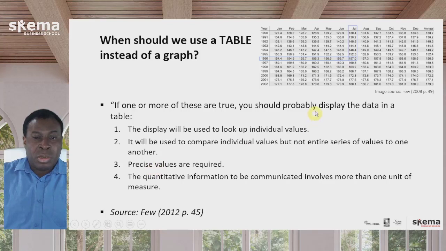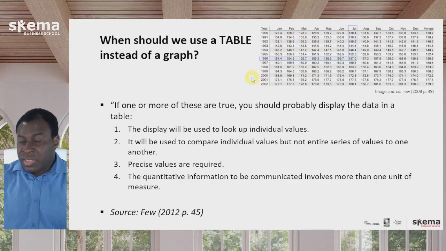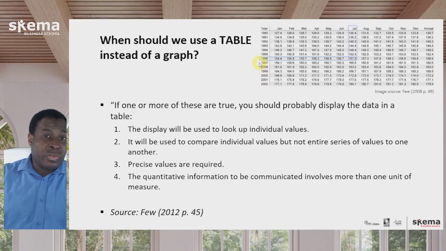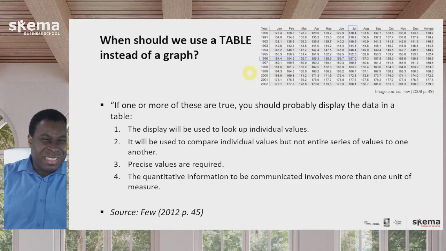Then also the quantitative information to be communicated involves more than one unit of measure. So we don't have that example here, but if, for instance, you want to show sales here in euros, and you also want to show the percentage of sales at the same time, and maybe you want to convert to a foreign currency, such as dollars, for instance, you want to show all of them together. With tables, you can show as much information as makes sense. It gets pretty cluttered when trying to present that in a graph.